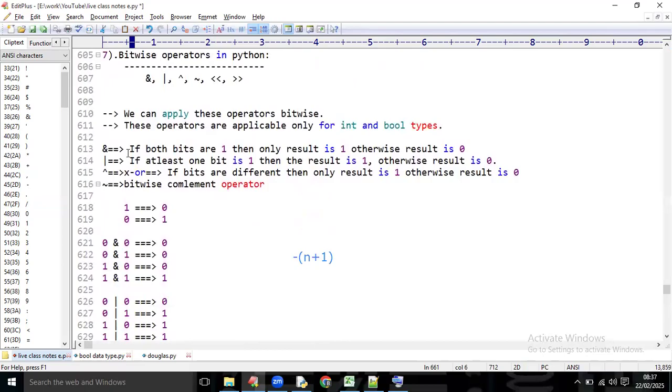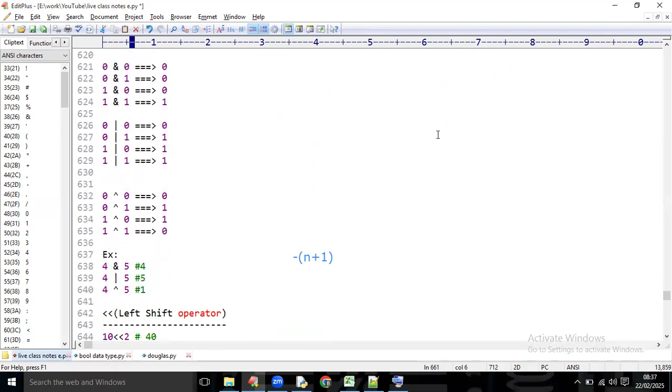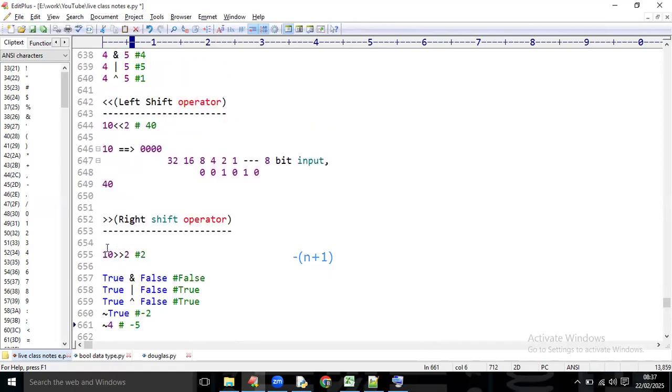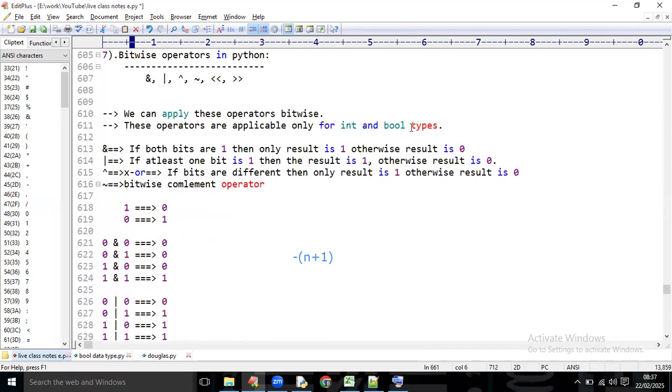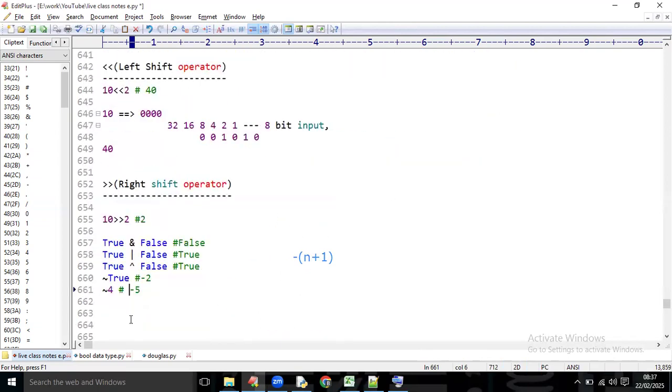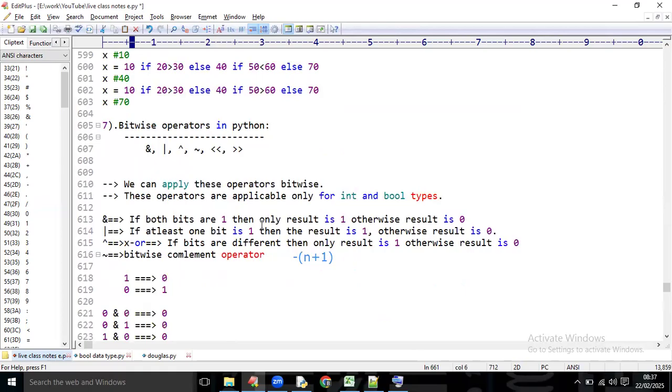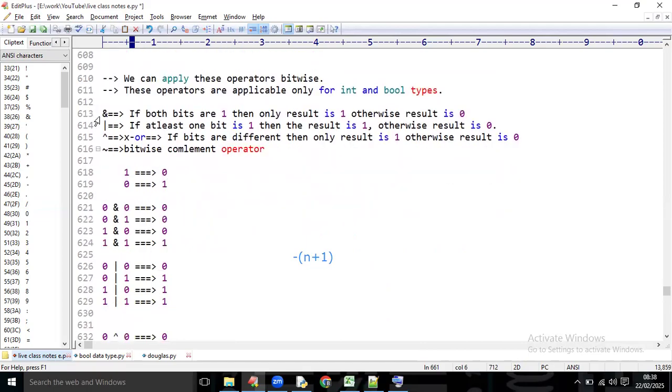Next, these operators are applicable only for integer and bool data types. What we have given as inputs are numbers, called integers, and bool means true or false. We have applied those rules to true and false also. We can only apply these operators to integers and bools, not to string, complex or other data types.